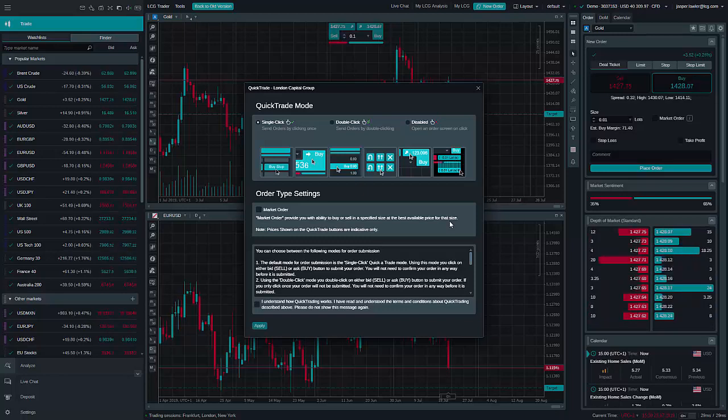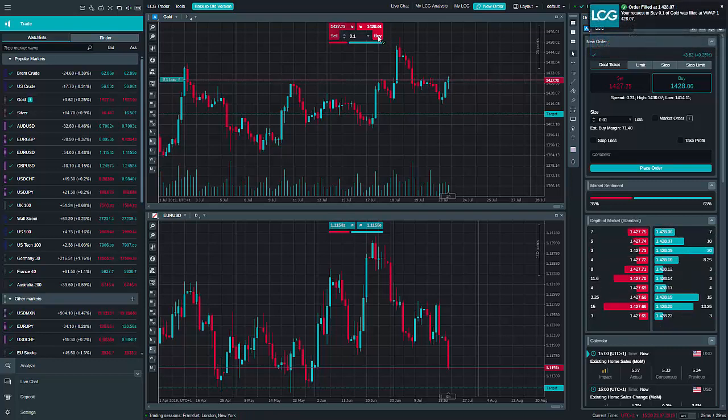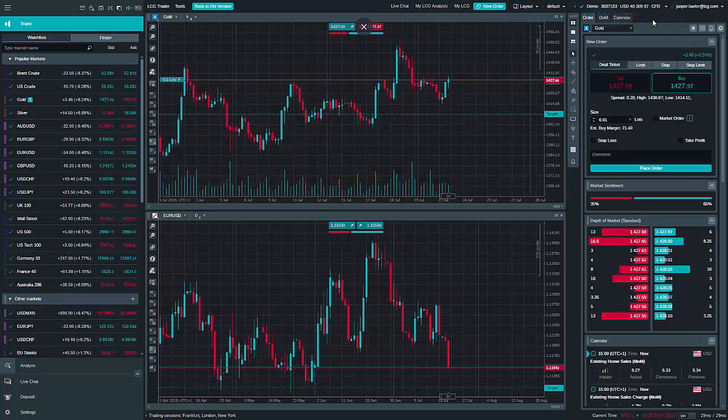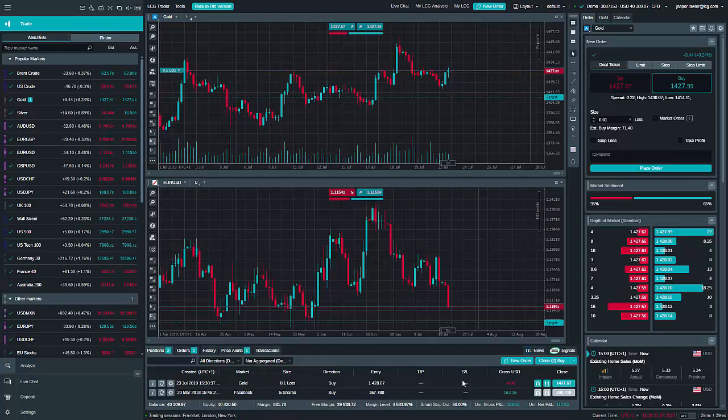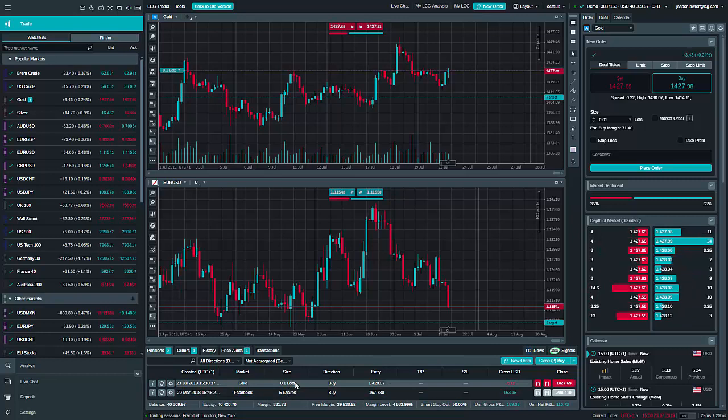Anyway, these are all a bit incidental things. Let's just apply and say we understand and apply this. If you click buy now that the settings are implemented, you can see up here a request to buy gold was filled. So we are now buying gold, and if we look in our trade watch area, not only are we buying some Facebook, we're also buying some gold.